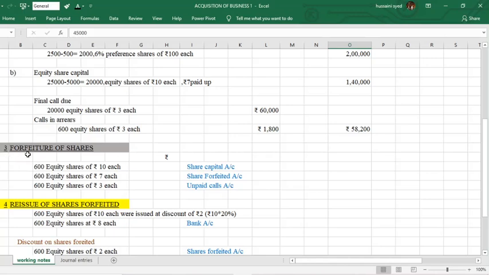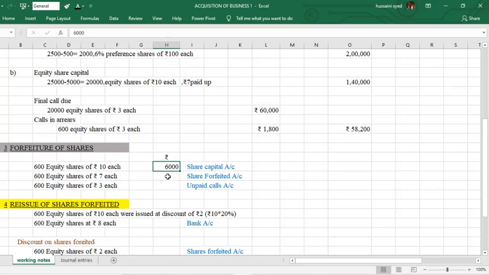The next working note is for forfeiture of shares. How many shares has the company forfeited? The company has forfeited 600 shares. Why did they forfeit or cancel these shares? Because the shareholder did not pay on 600 equity shares. Which shares has the company cancelled? Equity shares. And what is the face value of each equity share? 10 each.